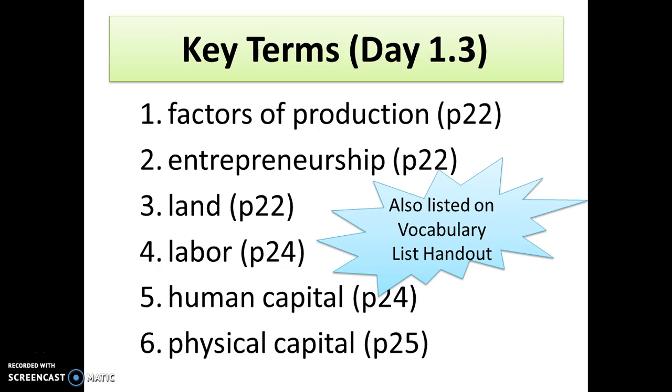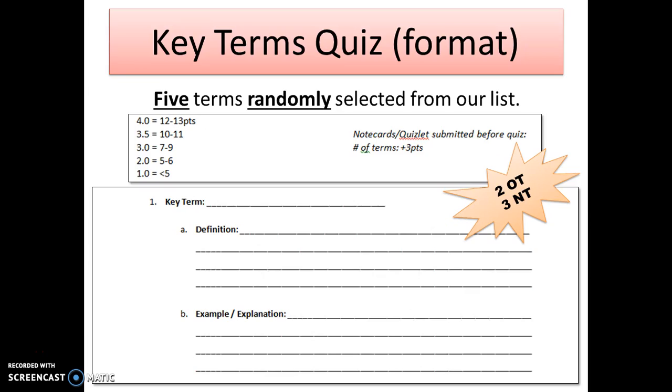These words, along with the key terms from yesterday and Wednesday, will be part of the quiz on Monday. And again, the quiz will look like this. We'll randomly draw from the first 14 terms. Let's say that we draw the word resource. We'll write the word resource, then you'll write the definition, and then you'll give an example or an explanation of it.